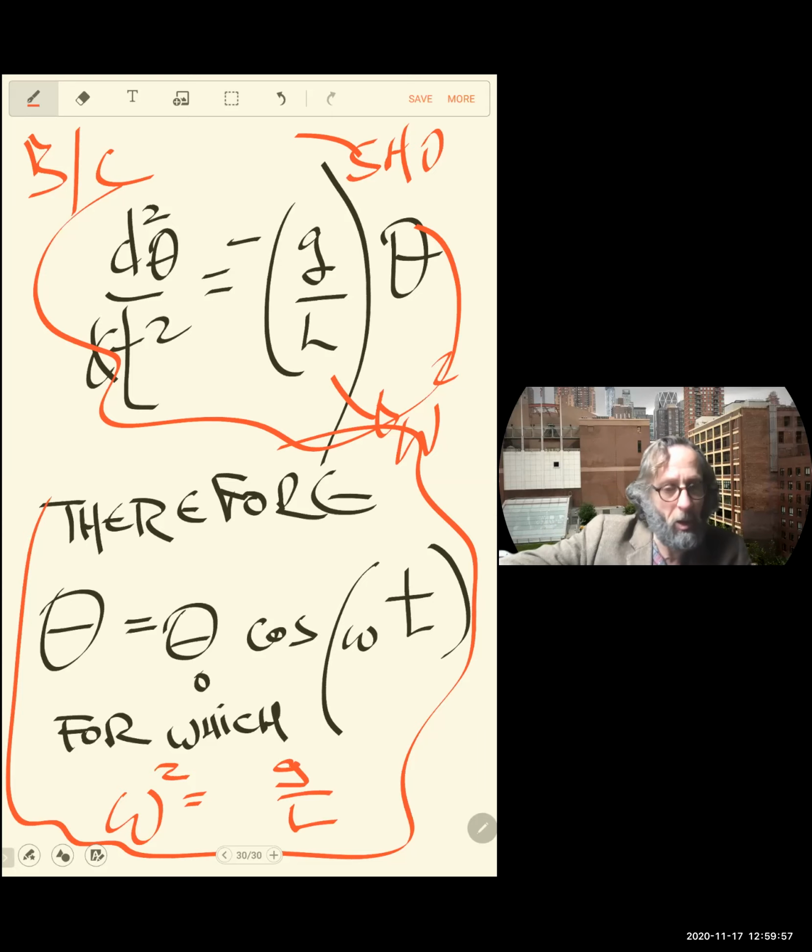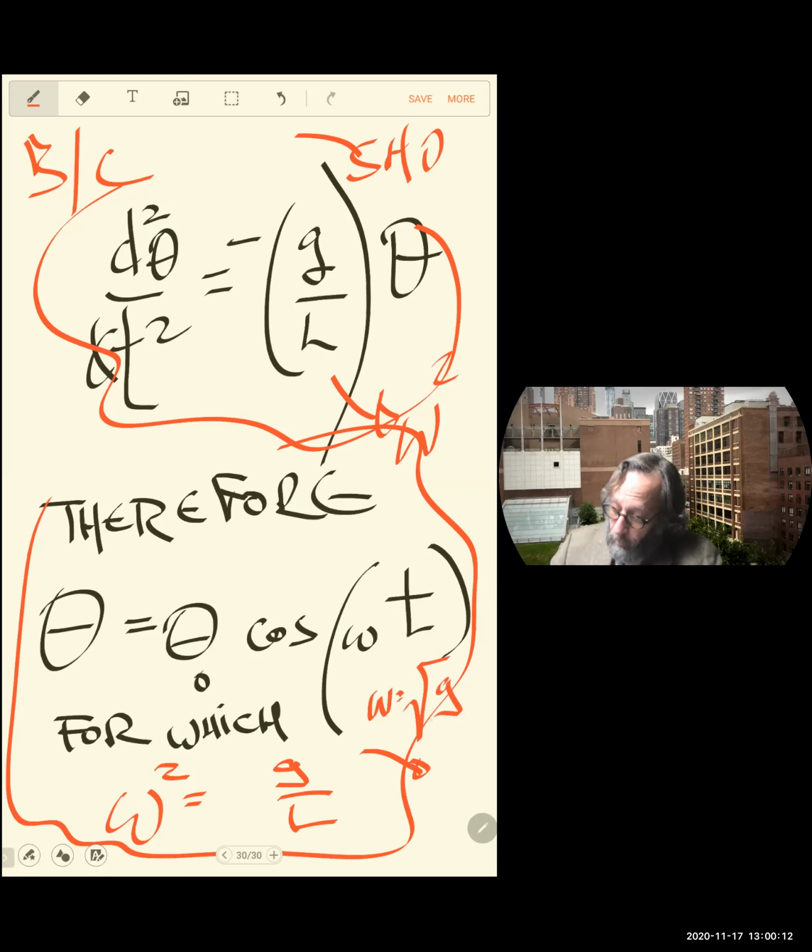I know I keep moving the goalpost, so to speak, but oh, right, so that's 7, what I just did. Therefore, omega equals the square root of g over L, because g over L is the constant in that differential equation because of this.